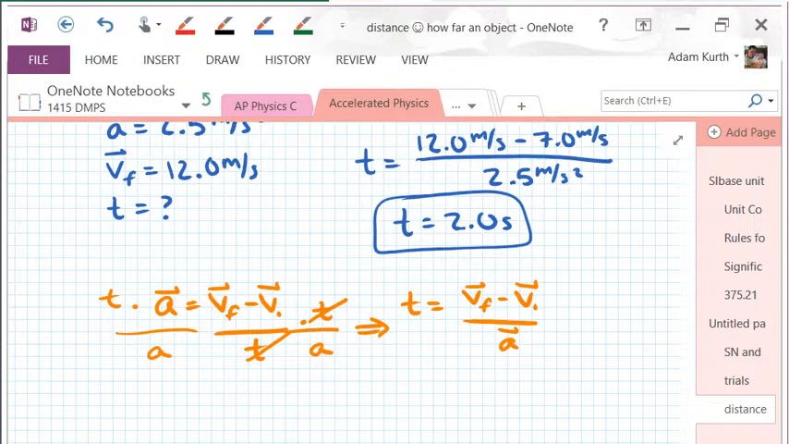4 of them. Which one is missing? The displacement. If I wanted to know the displacement, could I use this equation? No. I'd be so sad. We need a new equation, right?